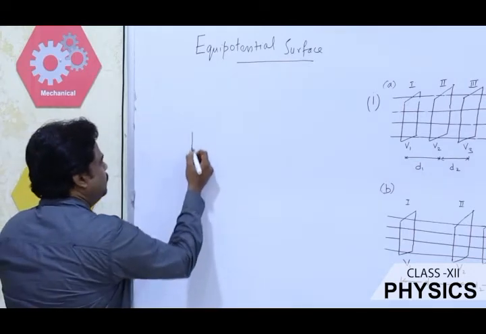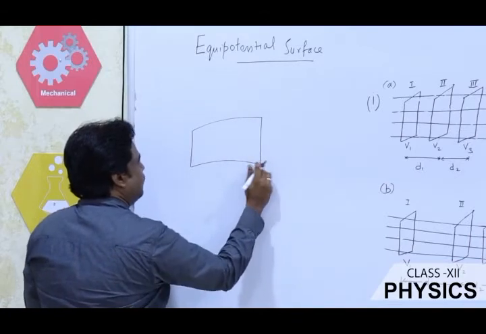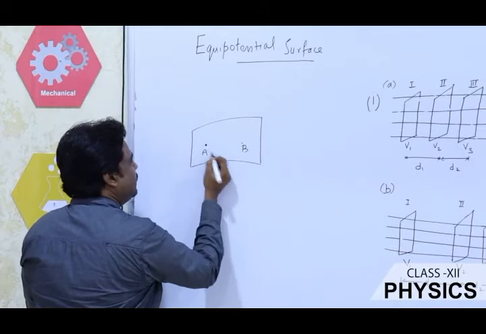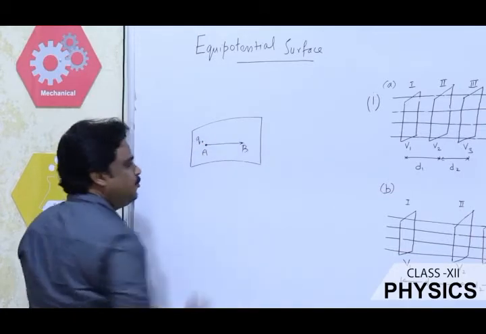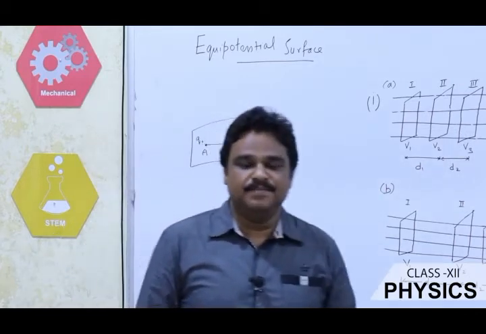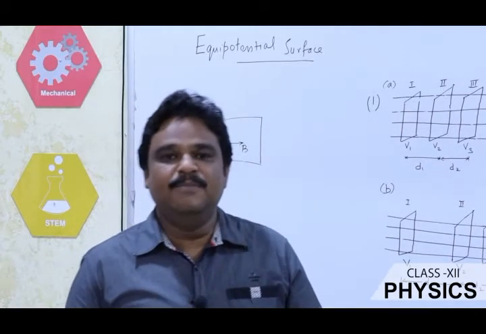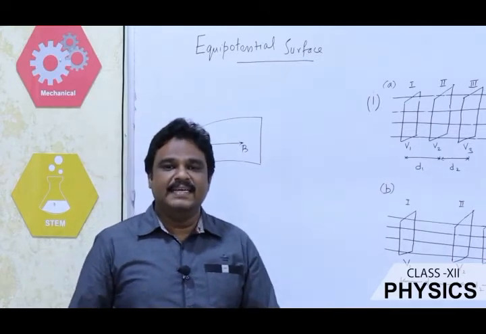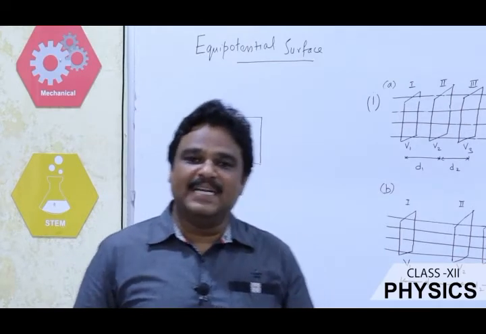Assume this is an equipotential surface, and take two points, A and B. If a test charge Q0 is moved from A to B, no work will be done. So what is the first property? The work done in moving a test charge over an equipotential surface is 0. We are going to prove this.